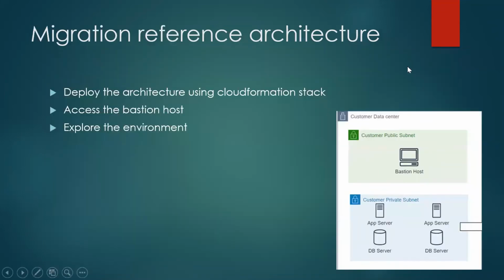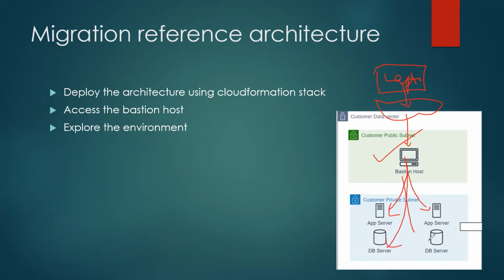So, migration reference architecture. We will deploy the architecture that I discussed using the CloudFormation stack, and then we will access the environment from the AWS Cloud. We will access this Bastion host from our laptop, over the internet. From the Bastion host, we will access the application server, another application server, and the database for this application and the database for this application.